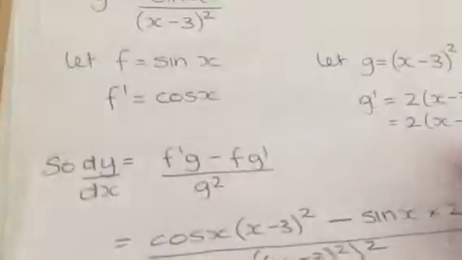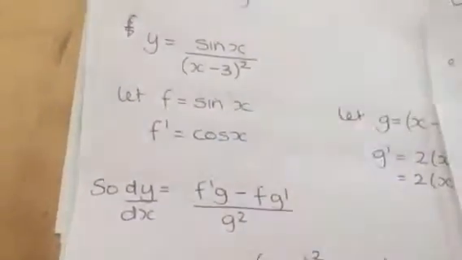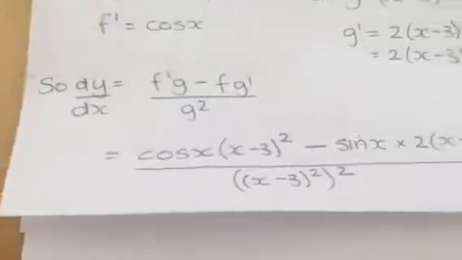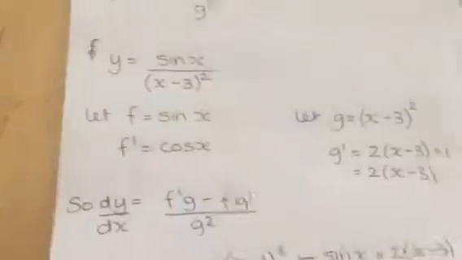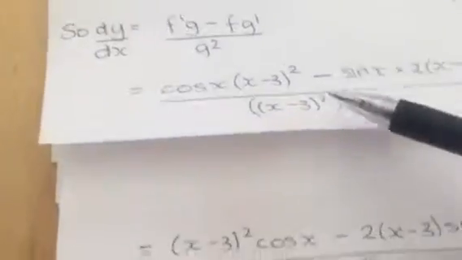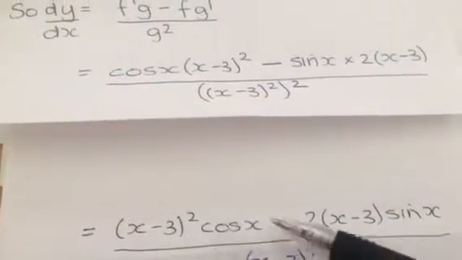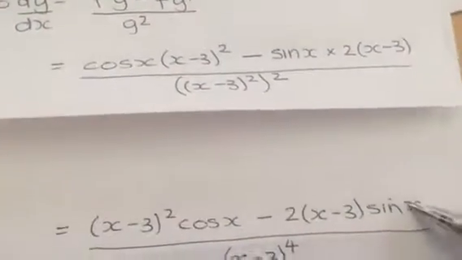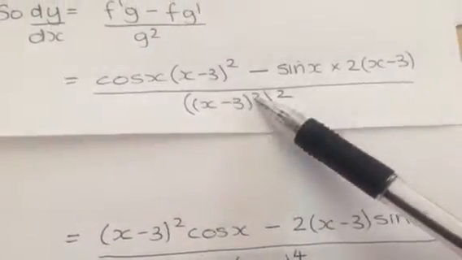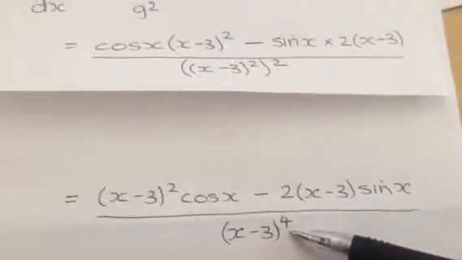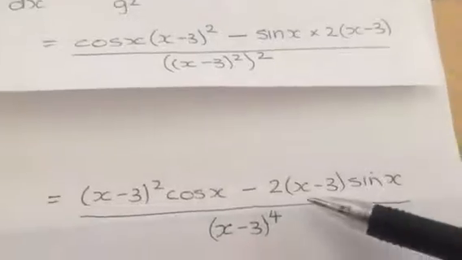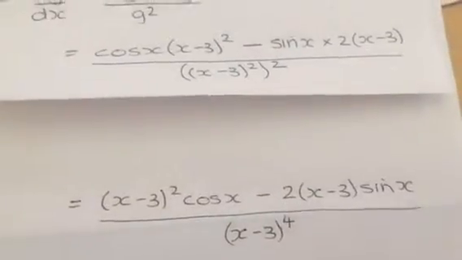And then you may want to tidy that up, and if you tidy it up, you'll end up with cos x times (x minus 3) all squared, I'll put the (x minus 3) all squared at the front, minus 2 lots of (x minus 3) sine x, all over (x minus 3) squared squared, which gives me (x minus 3) to the power of 4, and that's your final answer.